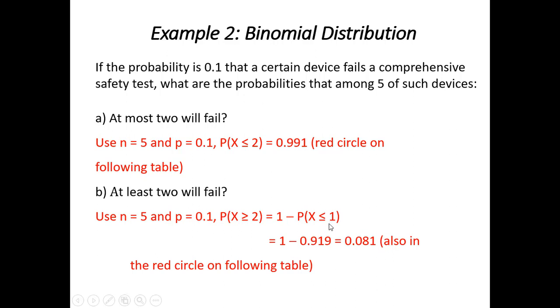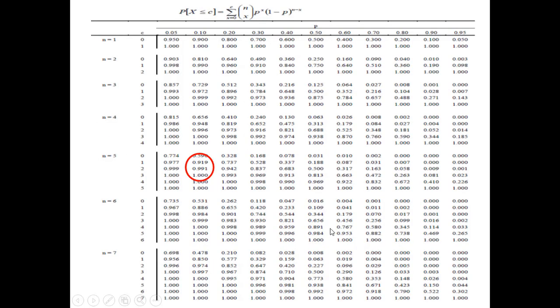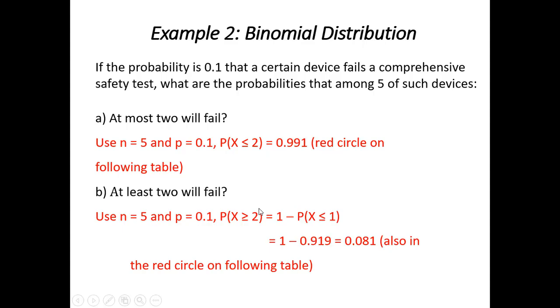So 1 minus the probability x is either 0 or 1. So again, we could go back to the table, and now it's also in the red circle. We need to look up the case where x is 1. So that would be right here. So I have 0.919. So we're looking at 1 minus 0.919. And you can see we get a final answer of 0.081.